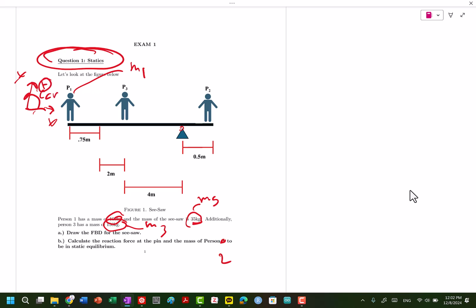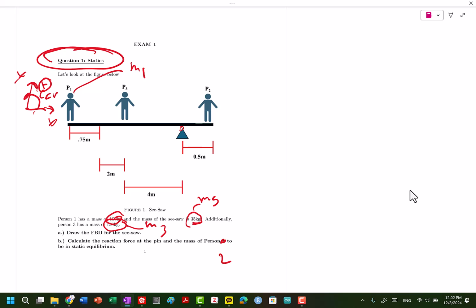Step 2, what are our assumptions? We have to include the mass of the seesaw in this problem. And we're looking at the forces on the body, which is the seesaw. We're going to ignore some of the details about the pin reaction forces. So we're just going to see that here.